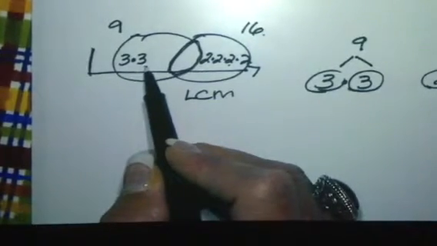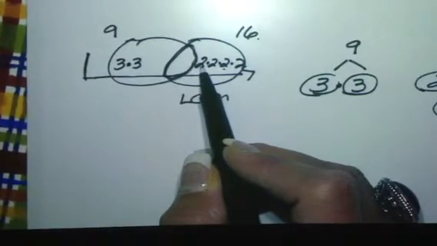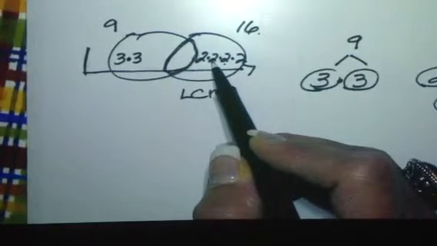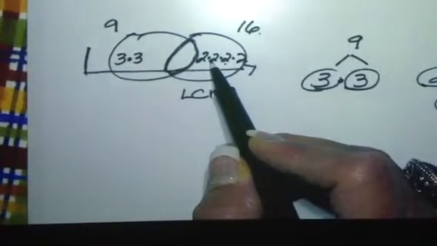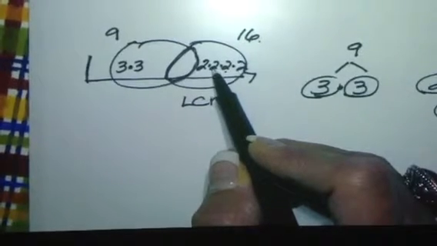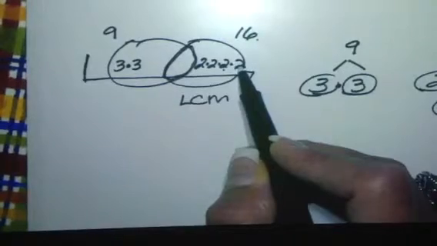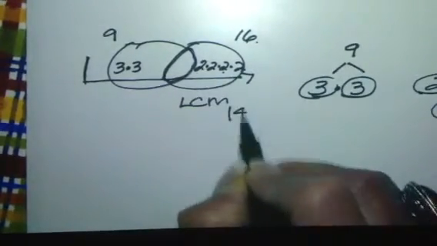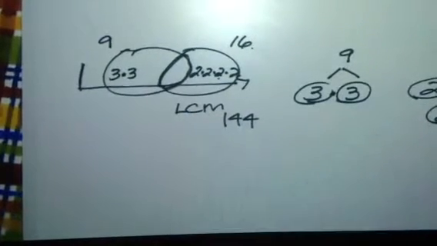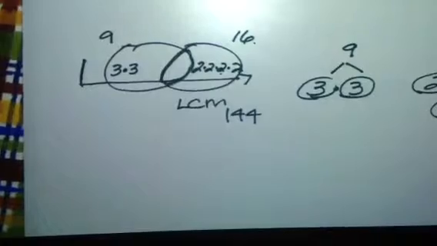3 times 3 gives me 9. 9 times 2 is 18. 18 times 2 is 36. Now from here I would assume you might want your calculator. 36 times 2 is 72, and 72 times 2 is 144. That LCM that we discovered on the Venn is our LCD. We've got a big LCD to work with.